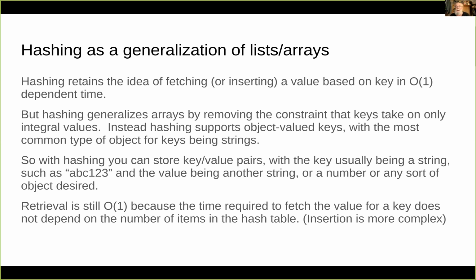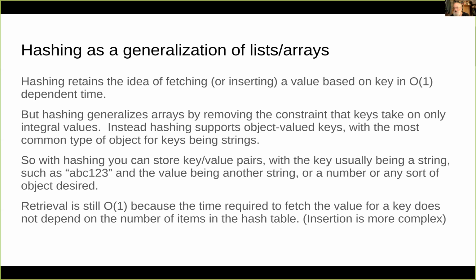So with hashing, you can store key value pairs, sort of like you did with arrays, but the key is usually a string like ABC123, and the value can be another string, a number, or any sort of object that you want. Retrieving things from a hash is still order 1 because the time required, in theory, in absolute terms, to fetch the required element from the key does not depend on the number of items in the hash table. So that means that hashes stay very fast even when they get very big. And that's one of their big attractions.